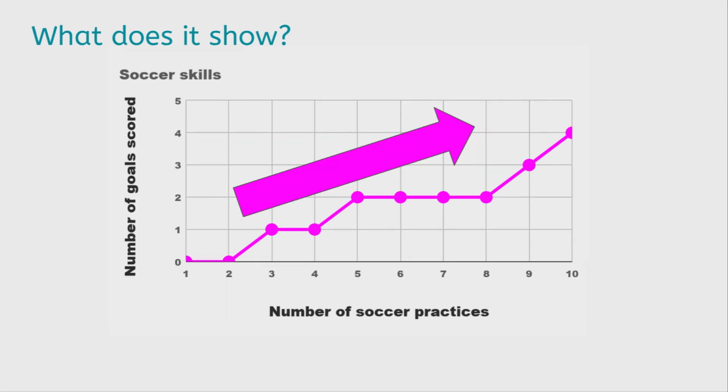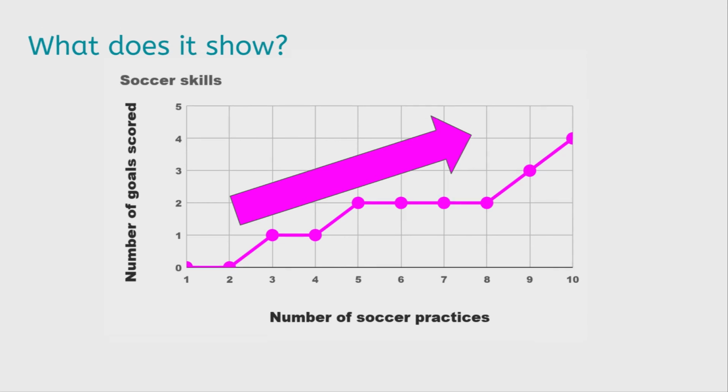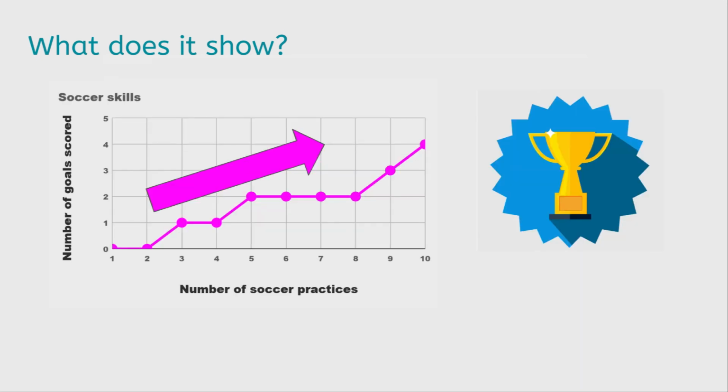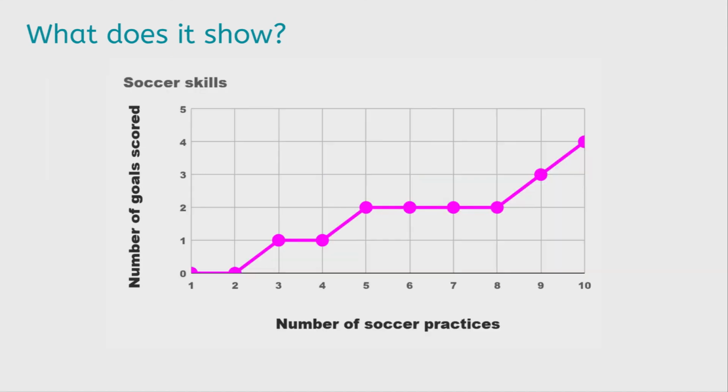So overall, our line points up. The trend is positive. That means that we scored more goals after going to more practices. And overall, we got better at soccer. And great job. You answered a qualitative question with a line graph.